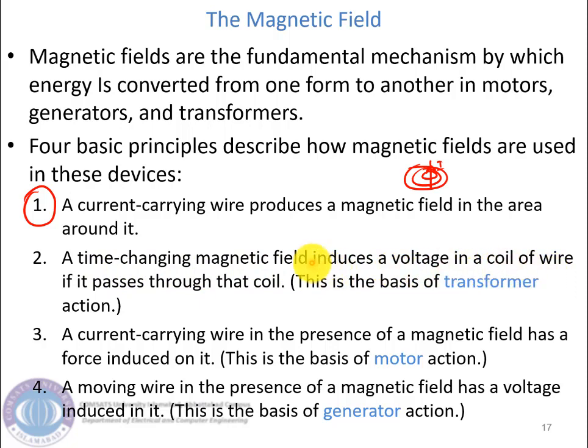So a time changing magnetic field induces a voltage in a coil of wire. If we have a time changing magnetic field by some means, and we put another coil close to it, so the field passes through that coil, then we will have induction, and the magnetic field will induce a voltage in the second coil. I think you got it.